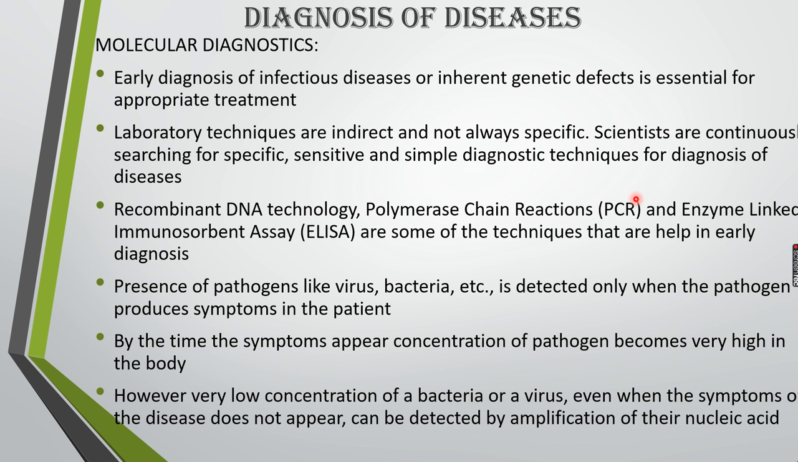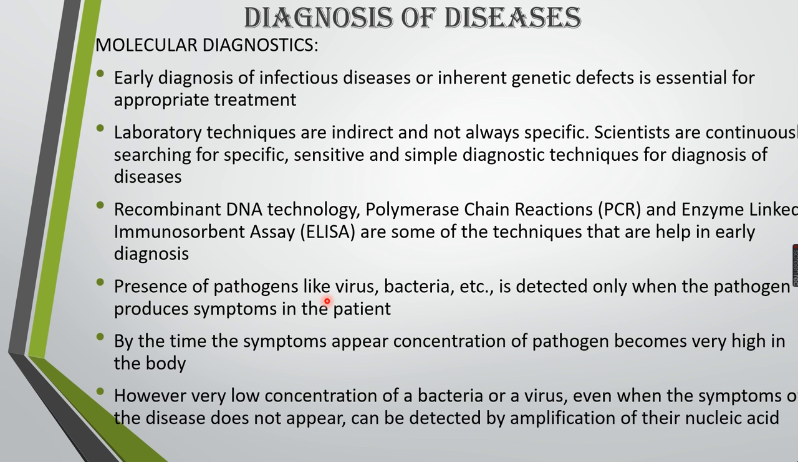Another one, popularly known nowadays as the PCR test or polymerase chain reaction, and the third one is the enzyme linked immunosorbent assay test. These three techniques, that is recombinant DNA, PCR, ELISA test, help in early diagnosis. You can find out the early condition itself; the infectious disease or genetic disease can be found out.